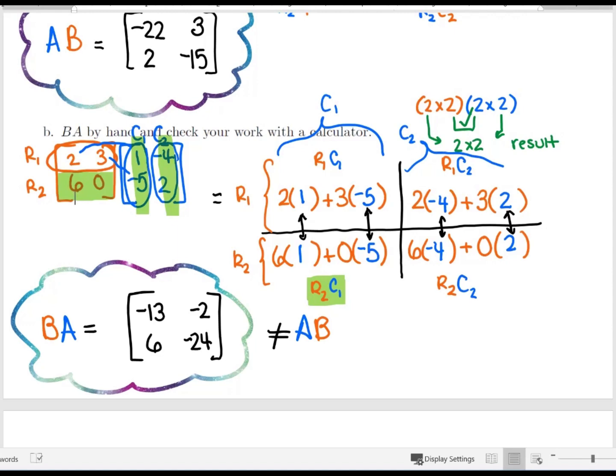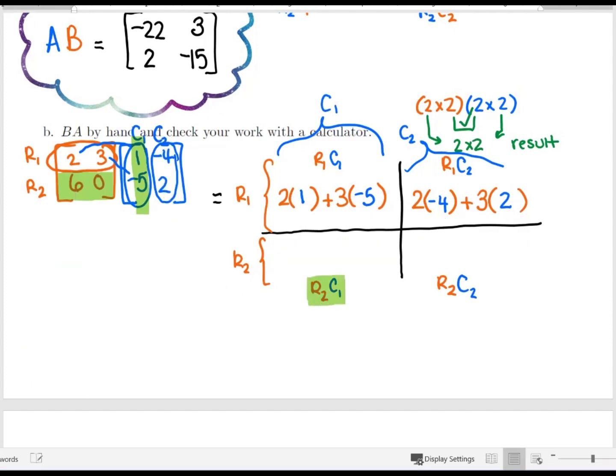So again, order of your multiplication matters. Make sure you pay attention to which matrix comes first. And that's what it asked us to do in the label. Again, these labels you don't have to do, it just tells you what you need to multiply.